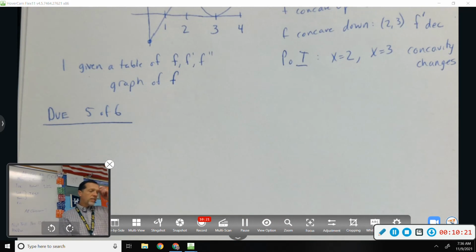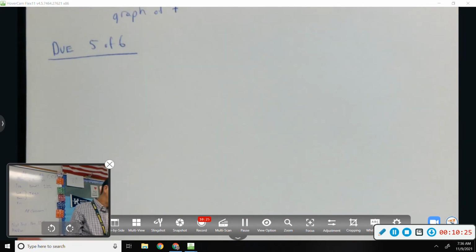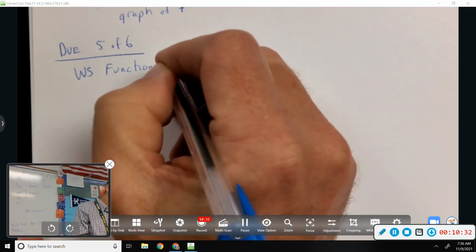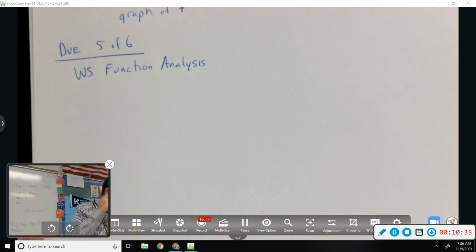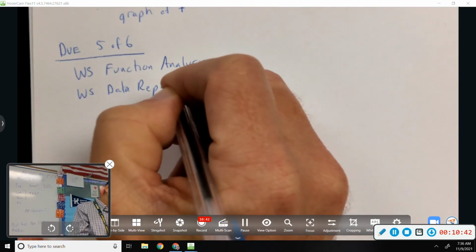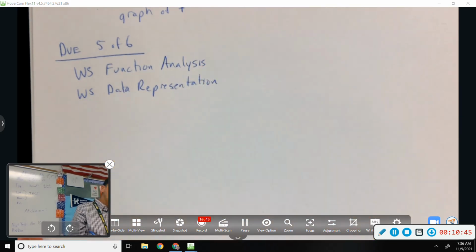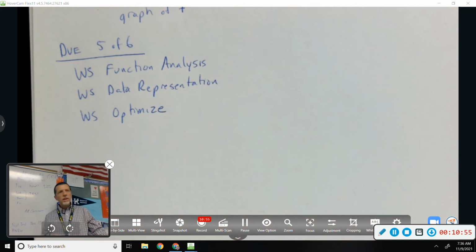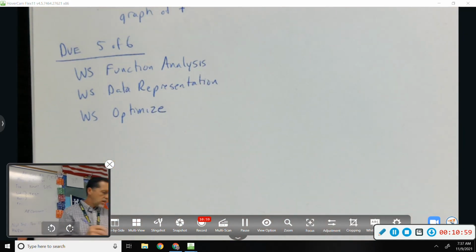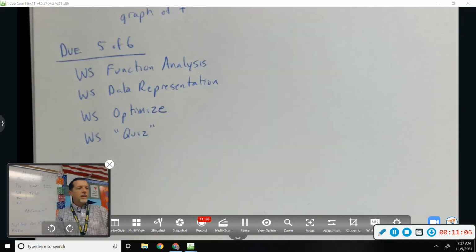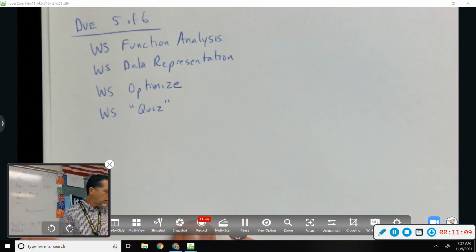All right, what's due is 5 of these 6. And a bunch of these we did in class, so this should be easy for you. I think it's all 6 things that we've done. There was a worksheet on function analysis. There was a worksheet that was called data representation. That was given the tables, draw the graph. There was an optimization worksheet that we ended up doing most of them together. There was the quiz, non-quiz that you did yesterday. Called a quiz, but not a quiz, kind of a thing.